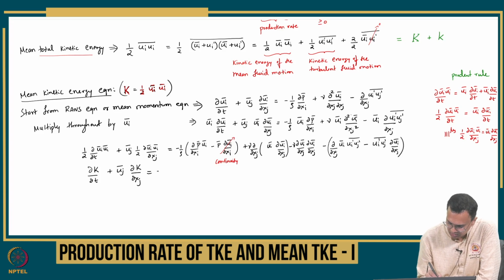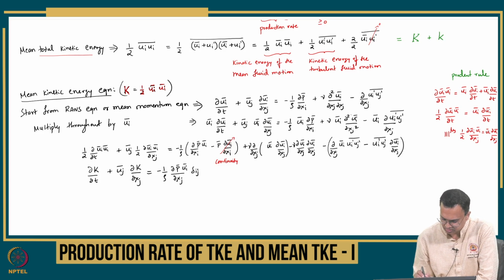So now I do the same trick with the Kronecker delta. I want ∂/∂xj here, so I put a delta ij. So I get ∂(p bar ui bar)/∂xj. For that it has to be delta ij, because it was originally delta ... xi. Okay, so the pressure diffusion rate is okay.